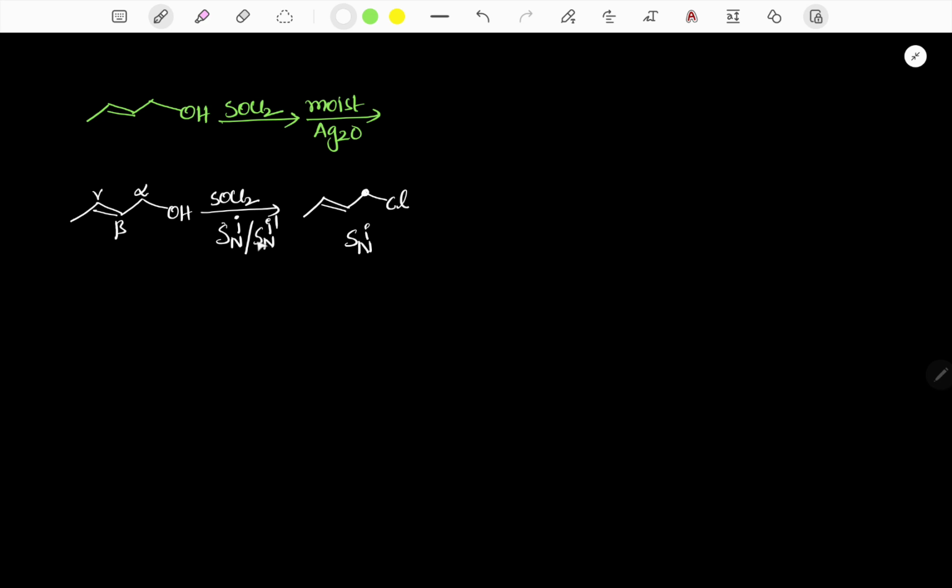To write SNi dash, we should shift the double bond here and write the corresponding product like this: alpha, beta, gamma. So here the chlorine is attached to the gamma carbon, that's why it is SNi dash. Among SNi and SNi dash, SNi dash is major.